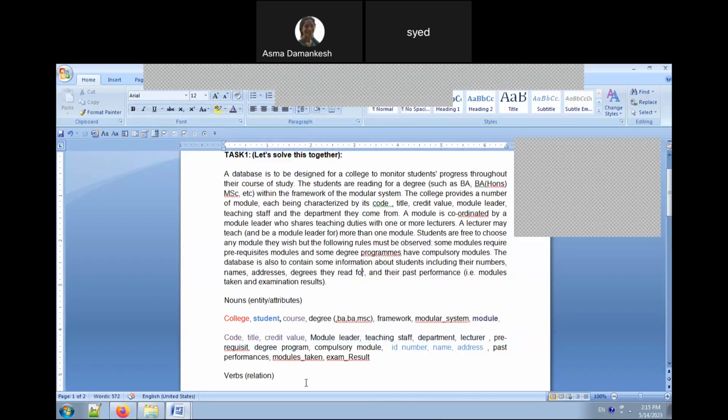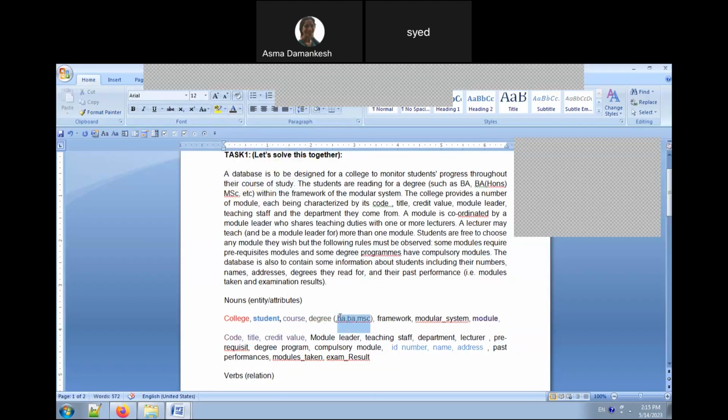So degree, is that an entity or an attribute? Now, when there isn't much mentioned, see if there is a verb that comes after it, okay? Here, a degree program has a compulsory module. Since it has a verb, that means it is involved in a relation, and only an entity can be involved in a relation, right? So this becomes an entity. Let's put that around, okay?